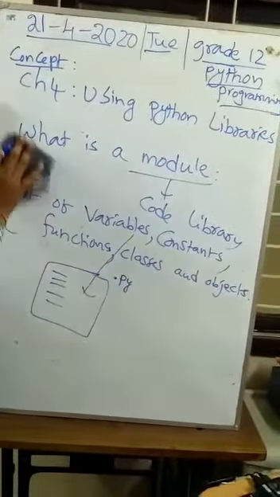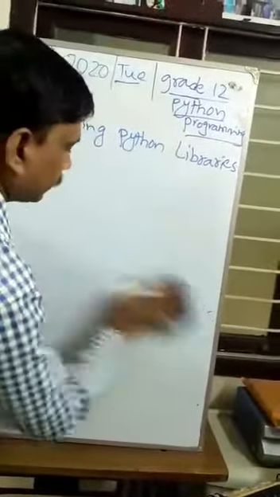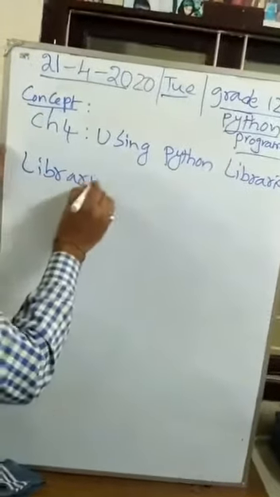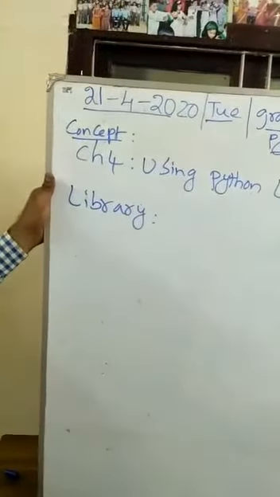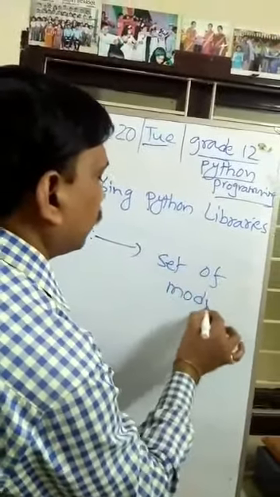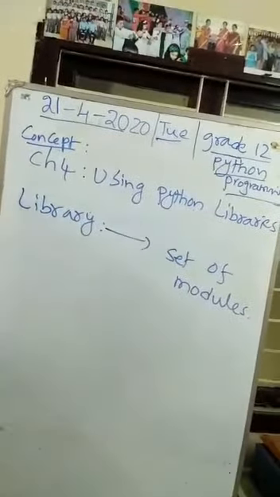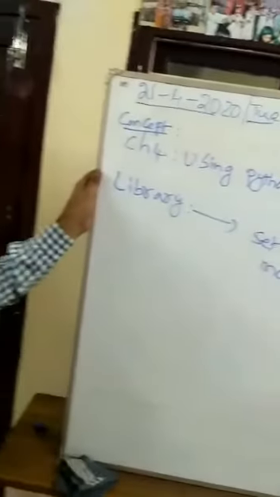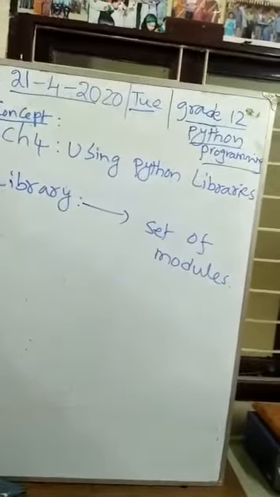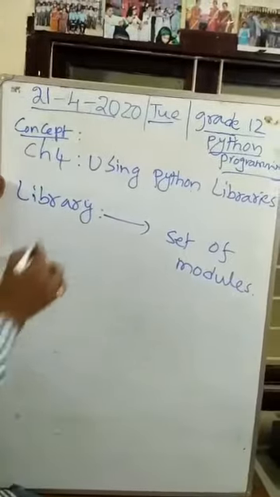So next, the definition of library. What is a library? A library is a set of modules, one or more modules that are packed into a single unit like a package. These libraries are used for future purposes in different applications in Python programming. So it provides reusability.